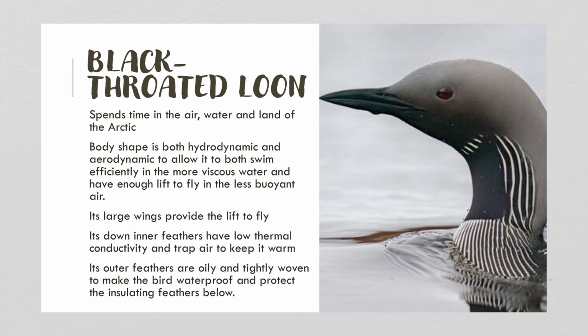The loon has large wings to provide the lift that it needs to fly, and it has two types of feathers. So the inner feathers are made of down. They have low thermal conductivity, and they can trap air to keep it warm. The outer feathers are oily, and they're tightly woven together, and that makes the bird waterproof and actually protects the insulating layers of feathers below.